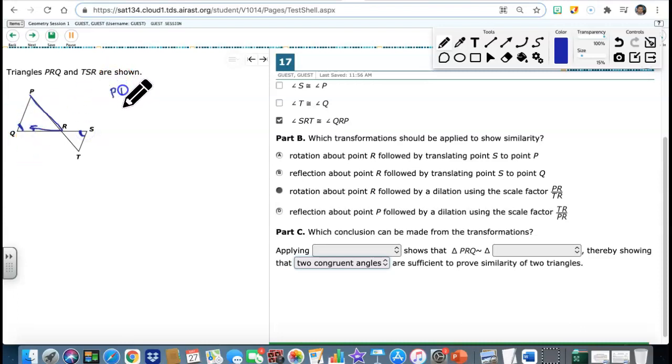So if this is the order, PRQ, then on my second triangle, because Q and S are congruent, my last angle will be S. This angle is congruent to this, so my middle letter will be R. Therefore, my first letter is T. Let's go over this again. Triangle PRQ is similar to triangle T, R, S. It's the same order, it has to be the same order. So I got this one.